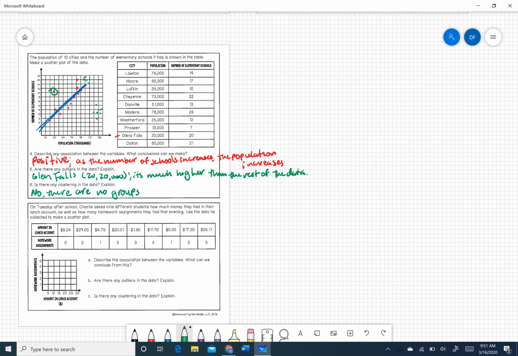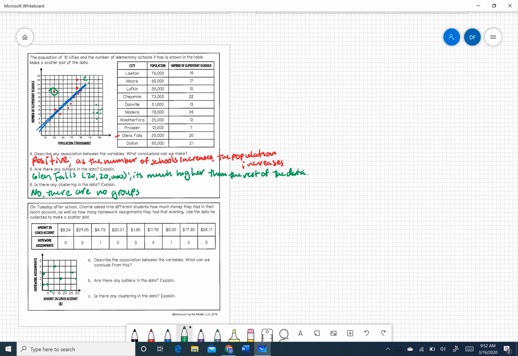So on Tuesday, lastly, Charlie asked 9 different students how much money they had in their lunch account, as well as how many homework assignments they had that evening. And we're going to use the data collected to make a scatter plot. Again, I'm going to save us a little bit of time by showing it on mine and seeing where those data points are going to be. So we have that one, this one down here, this one here, this one, and this one. All right, so that's our scatter plot.